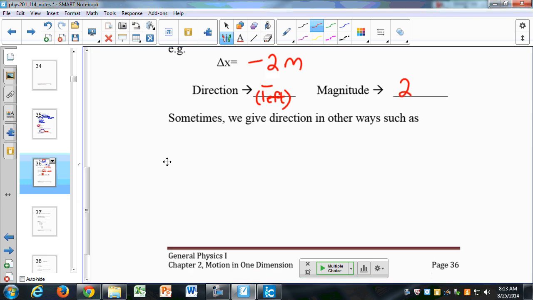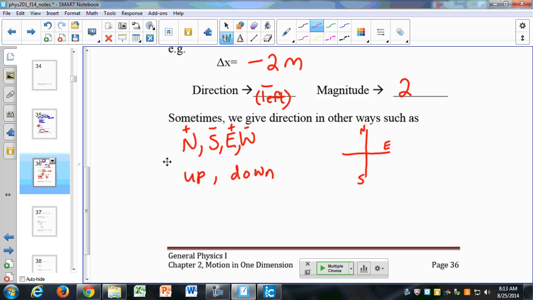And sometimes we're going to give direction. In the next chapter, we'll give it in other ways. So we'll use our cardinal directions, north, south, east, and west. Sometimes we'll also give it as up or down. Now, north is positive, south is negative, east is positive, west is negative. That's in our right-handed coordinate system, right? If you draw your cardinal directions, north, south, east, and west. What's your mnemonic to remember that? Y'all remember from first grade? Never eat soggy waffles, right? NESW.